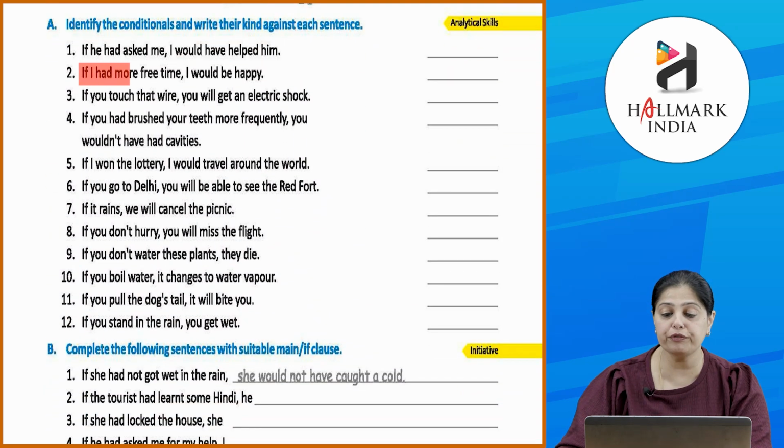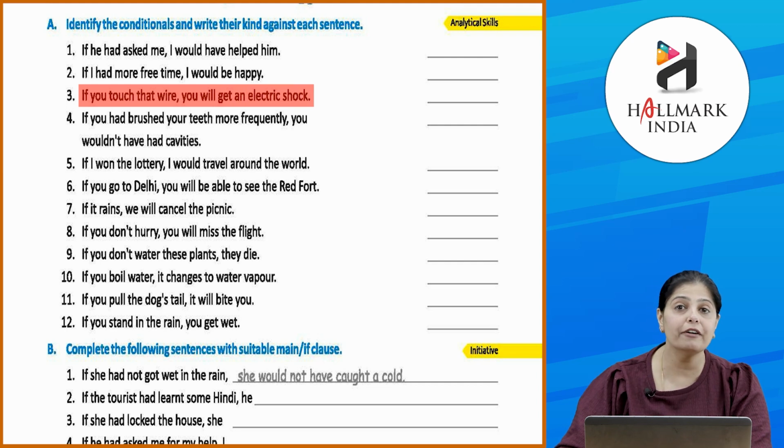If I had more free time, I would be happy. Okay, so this becomes a general clause, that if I had time, I would be more happy. Clear? Next is, if you touch that wire, you will get an electric shock. This is also zero conditional because this is a fact. Okay, that if you touch the wire, you will get a shock. Clear? Now quickly do the remaining ones.